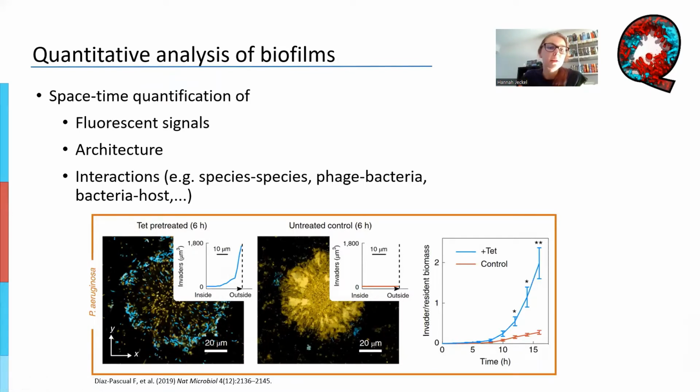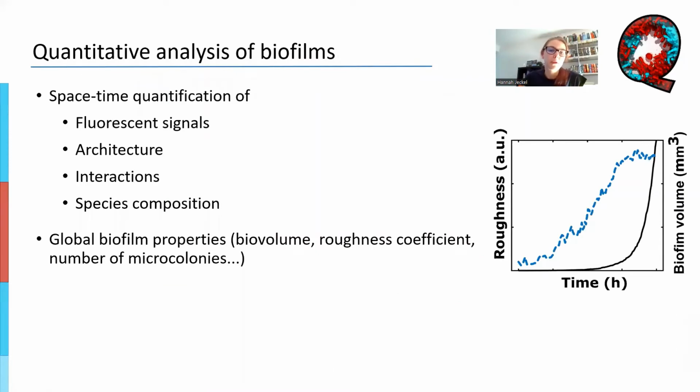With the same type of analysis, you could, of course, also do species composition, and we can also calculate global properties, such as, for example, the biovolume. You might know roughness coefficients from the program COMSTAT, number of microcolonies, and so on. So all of these things you can measure basically from one image, which is not localized, but a global property. You can also measure with BiofilmQ.